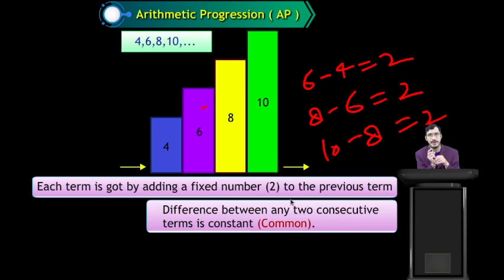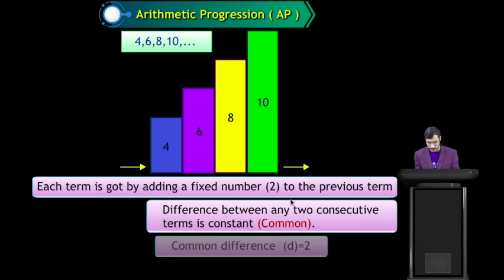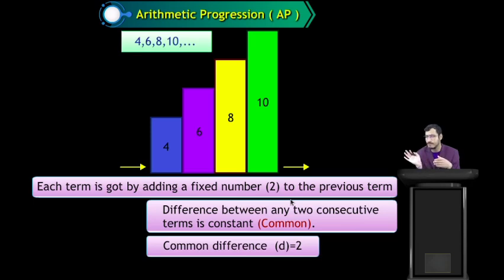So each term is got by adding a fixed number to the previous term, or we can say the difference between any two consecutive terms is constant, that is common here. So remember always, for an arithmetic progression, the difference between any two consecutive terms is constant, or we can say common. Here you can see 2, 2 and 2. That is the common difference is 2 for this AP.